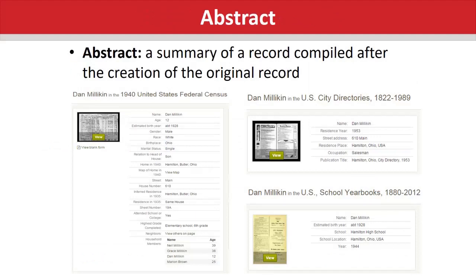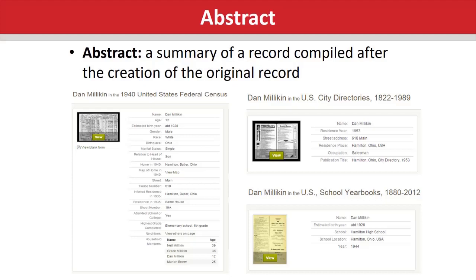So then we get to an abstract. An abstract is simply a summary of a record compiled after the creation of the original record. So, let's take this 1940 census here. The actual document was used to compile what you see on the screen here. Somebody who works at Ancestry went through and made out this abstract.